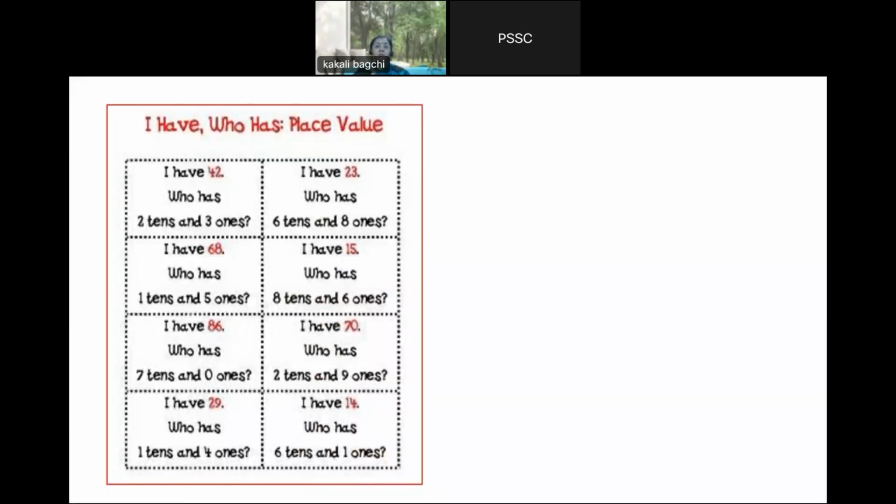You can use this type of flashcards for teaching them place values. Say one student has 42. The child will stand up and say, I have 42. Who has got 2 tens and 3 ones? The child will not say the complete one. Then somebody has got 23. That child will stand up and say, yes, I have 23. That means the child is answering that 2 tens and 3 ones is actually 23.